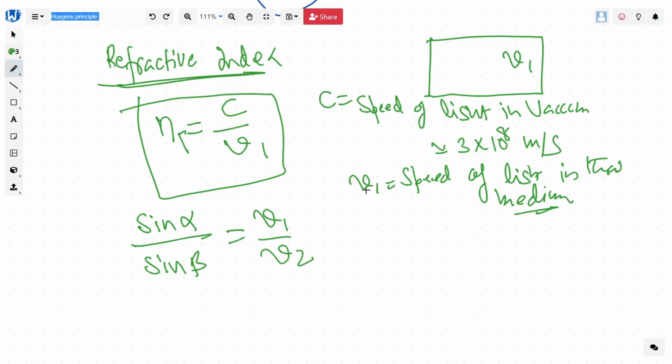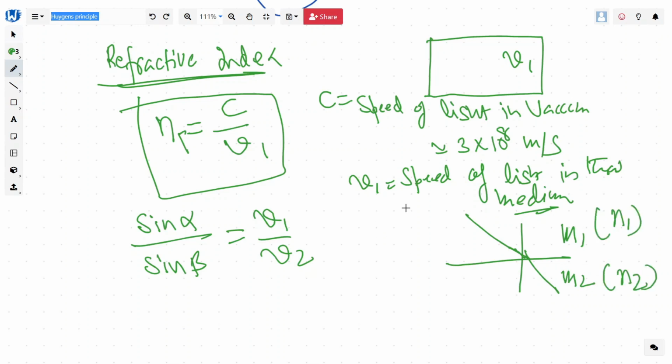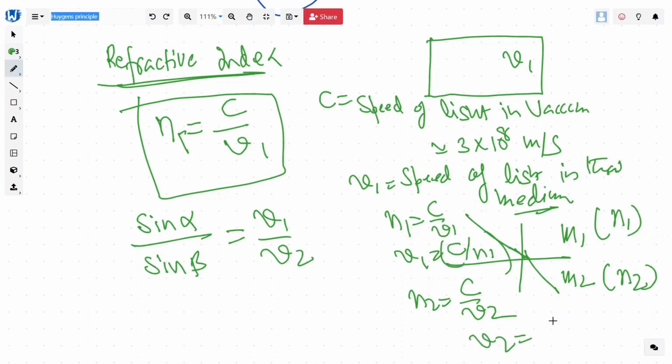So in our last case, basically we had two mediums, right? We had medium 1, medium 2. Let's say this has a refractive index of N1 and this has a refractive index of N2. Hence N1 will be equal to C by V1 and N2 will be equal to C by V2, right? Now V1 will be equal to C by N1 and V2 will be equal to C by N2.